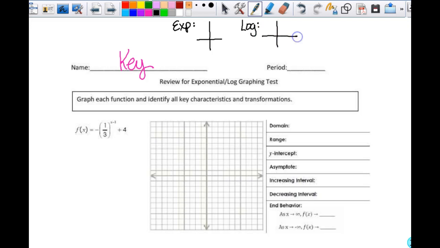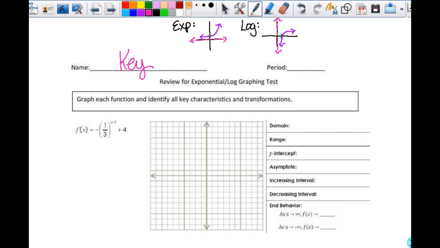And so these are just one version of the parent functions, right? So for the exponentials, the parent functions all go through 0, 1, and the logs all go through 1, 0. And then the graphs themselves look something like this and something like this, where with the exponential, I have a horizontal asymptote, and with the log, I have a vertical asymptote.